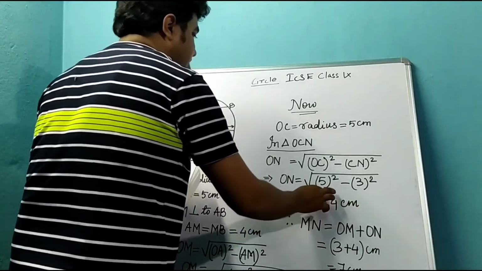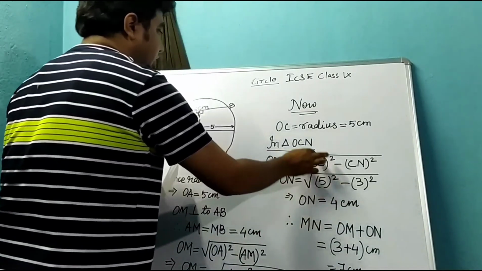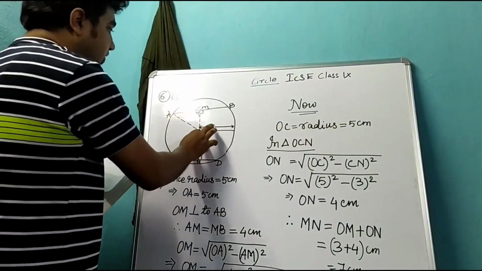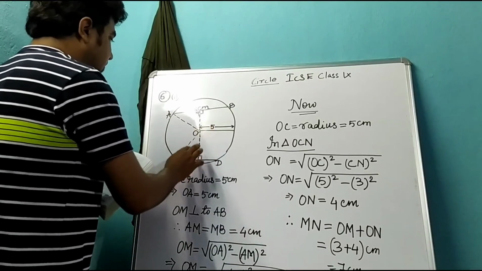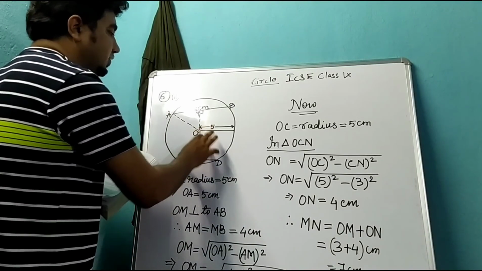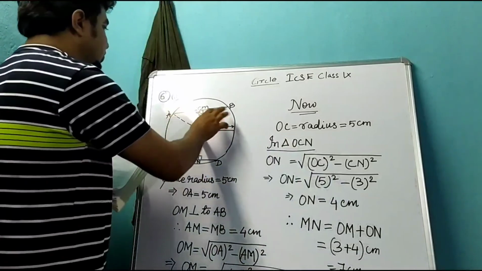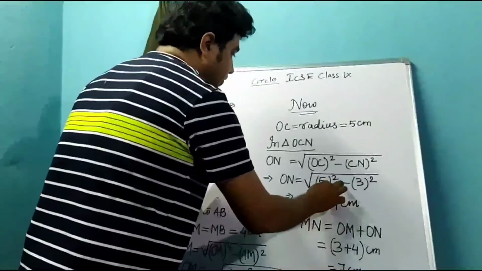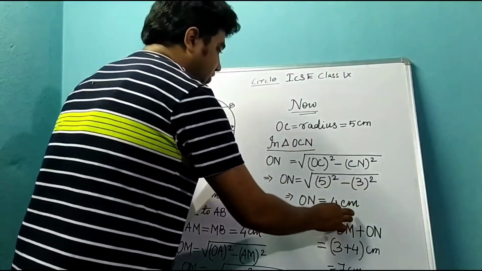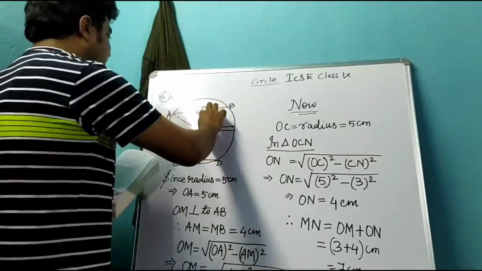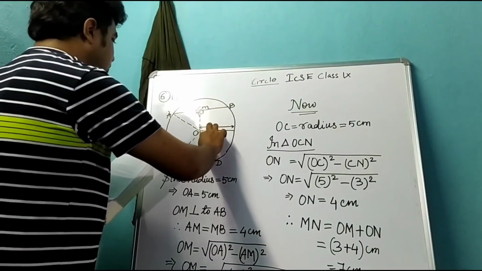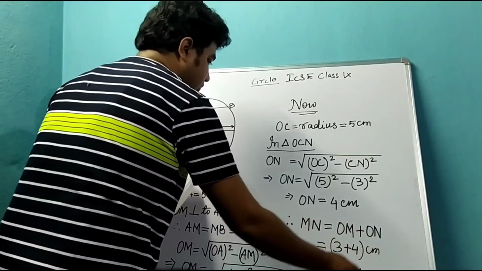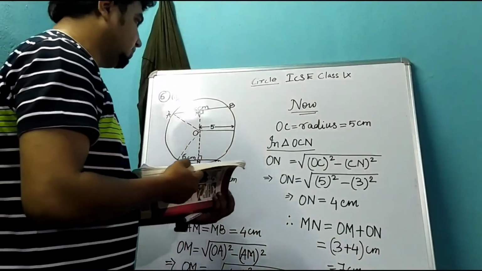OC value is 5 centimeter because it is the radius. As I told, the distance from the center to the circumference is known as radius. So OC is also radius, OA is also radius. If I join O and B, this will also be radius. So ON we are getting is equal to 5 square minus 3 square, which is coming out to be 4 centimeter. Now MN will be equal to OM plus ON. OM is 3 and ON is 4. 3 plus 4 is 7 centimeter. So this is question number 6 bit 2.